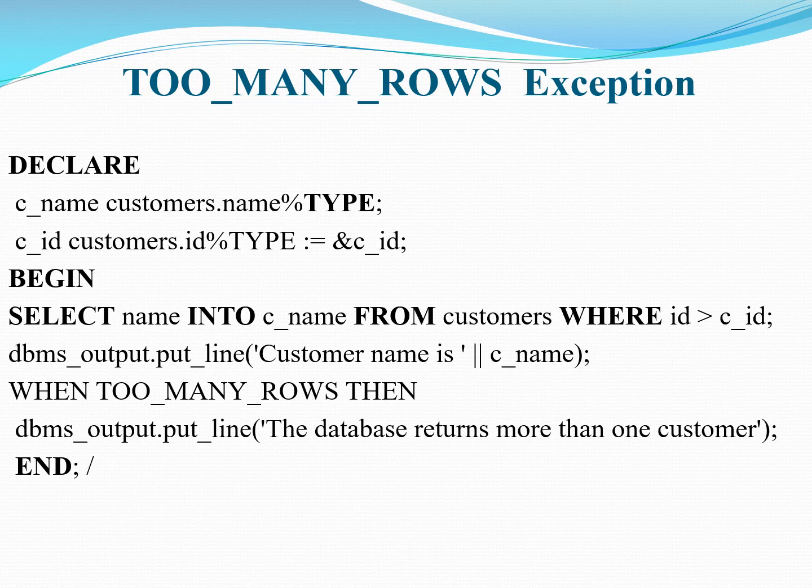This is a simple example through which we are trying to fetch the name of those customers whose ID is greater than the customer ID which we defined in our program. Whenever we get those customers, we will print their name. But if there is more than one customer whose ID is greater than the current ID, then this statement won't be able to print all those rows. So the too many rows exception is caught here, and the message corresponding to such an exception will be printed. So this is how we can use the too many rows exception in our program.